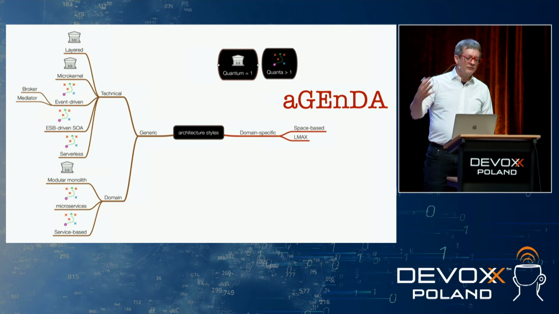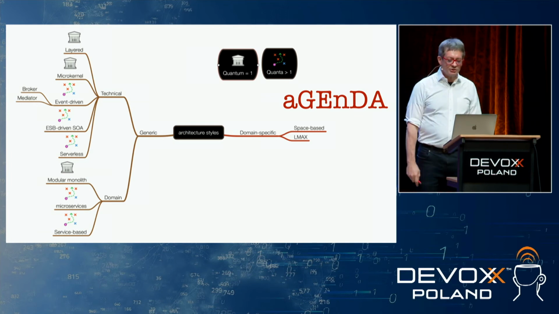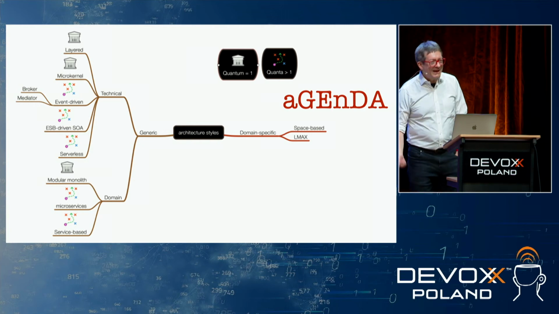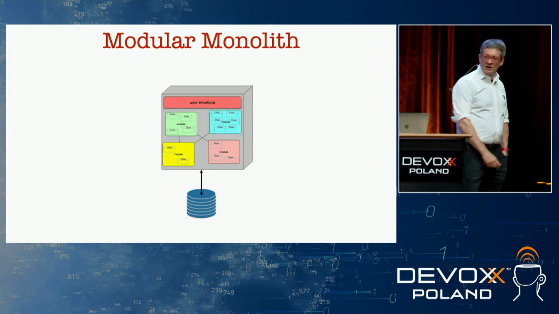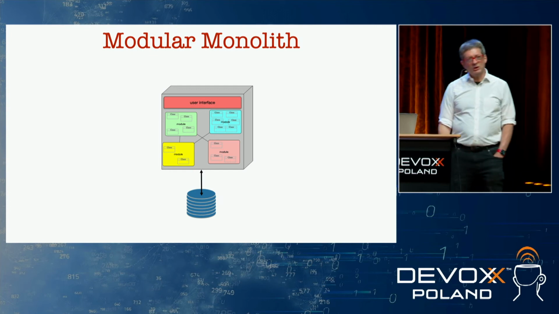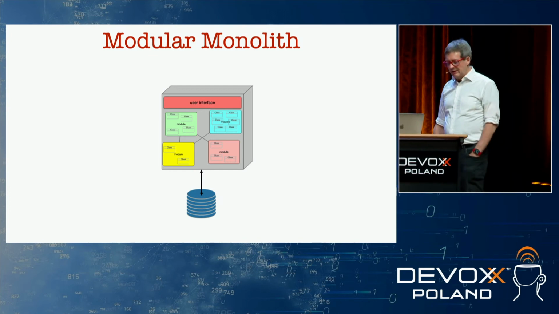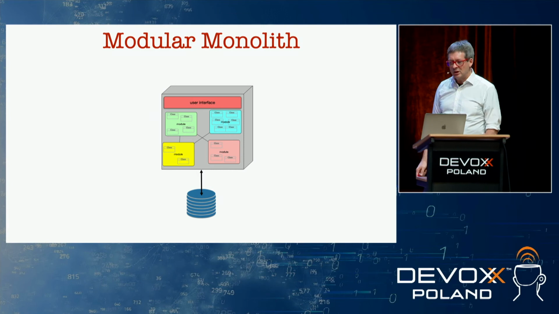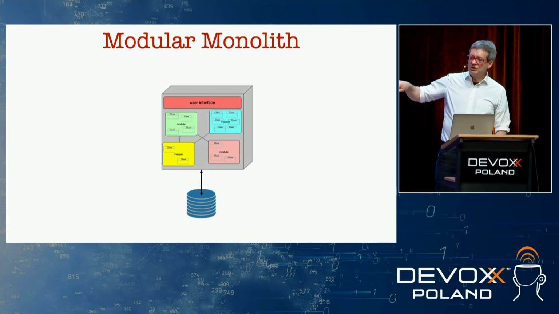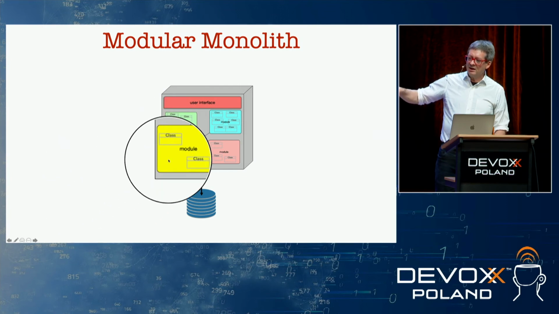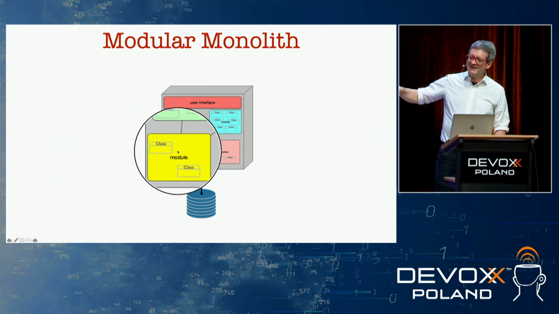So those are all of the technically partitioned architectures. Let's talk about the domain partitioned architectures. And there's a monolithic version of this. Simon Brown is a well-known architect in the UK that talks about the modular monolith, which is still a monolithic architecture, but the separation here is around domain concepts rather than technical capability.